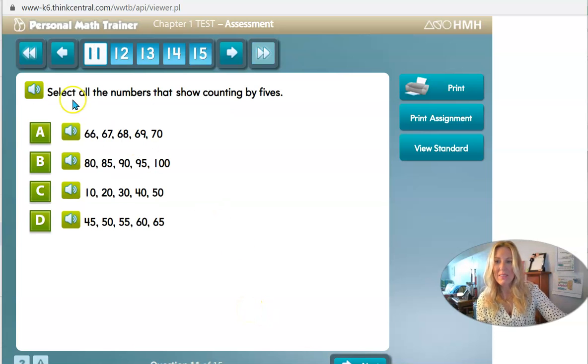Next question. Select all the numbers that show counting by 5s. Well, if I look at this very first choice, 66, 67, 68, 69, 70. Look at the ones place. The ones place keeps increasing by 1. That means that they're counting by 1s. I know that A is not one of my choices. But again, select all the numbers. There may be more than one correct answer.